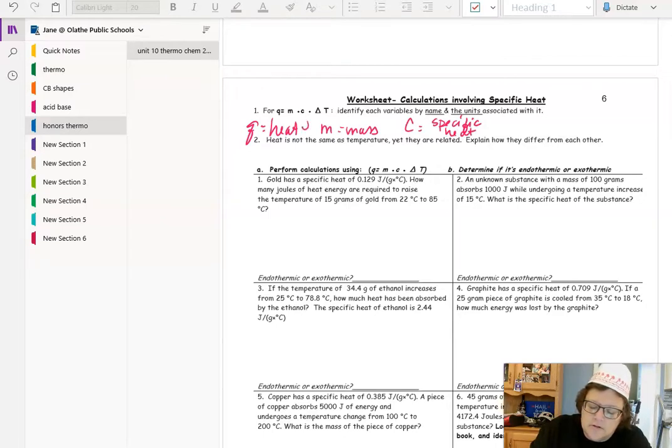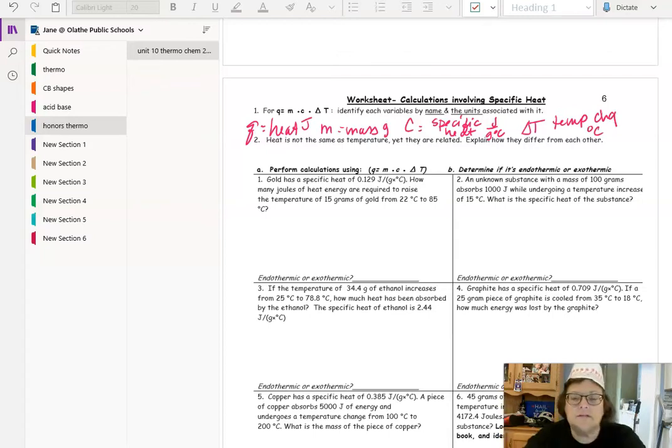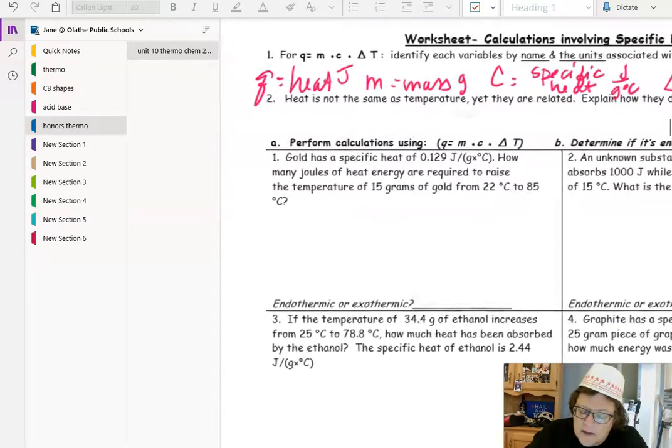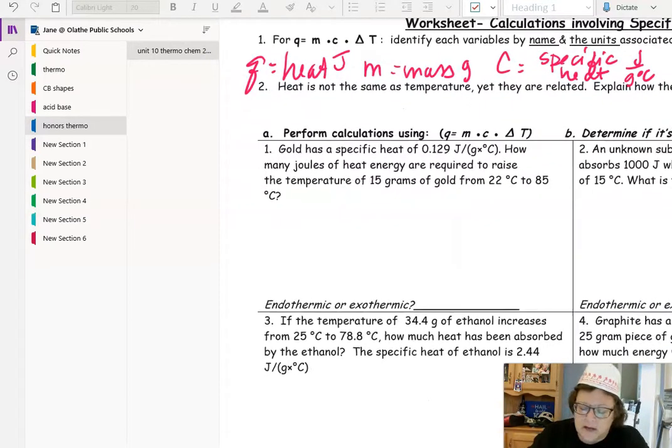And our units: joules for Q, grams for mass, joules over grams degrees Celsius for specific heat, and temperature change is delta T, and that is in Kelvin or Celsius. Since Kelvin degrees and Celsius degrees are the same size, you can go either way with it. All right. Perform calculations using Q equals MCΔT.